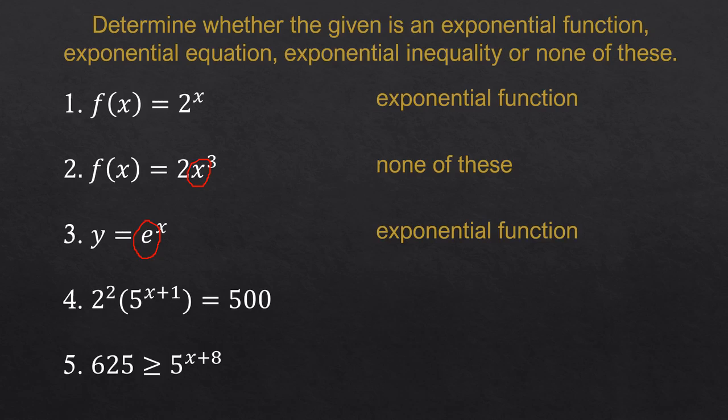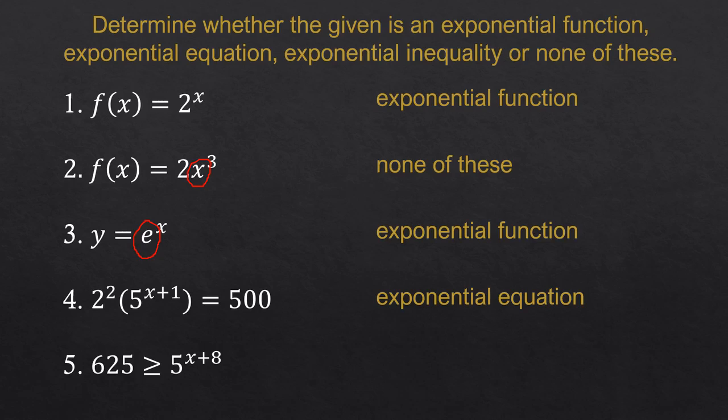Next, number 4. We have 2 squared times the quantity 5 raised to x plus 1 equals 500. Well, this is an example of exponential equation because it involves equality. As we can see, we have an equal sign. And then we also only have one variable, which is x.